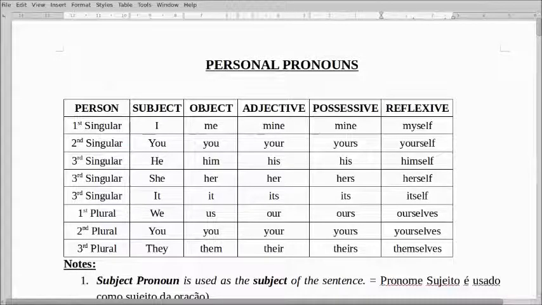In the plural, we use ours for the first person, yours for the second person in the plural, and theirs for the third person in the plural.